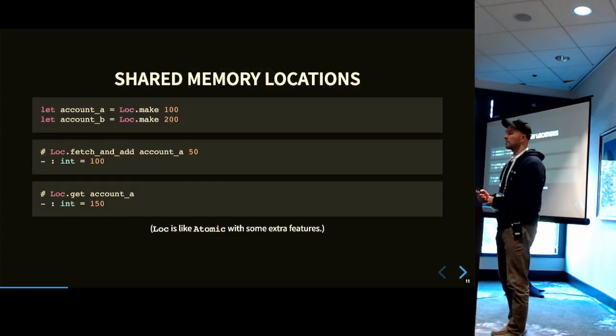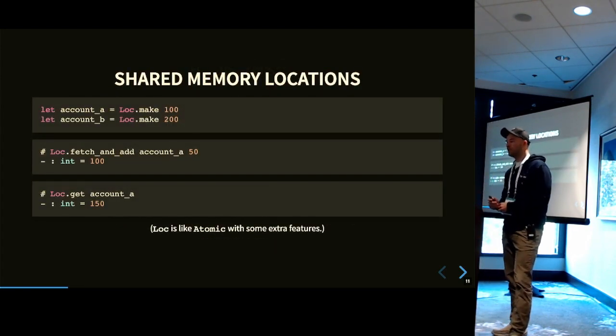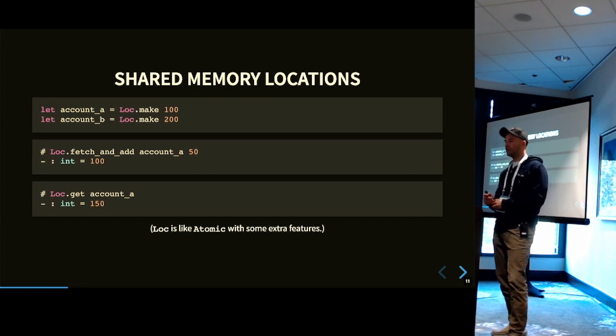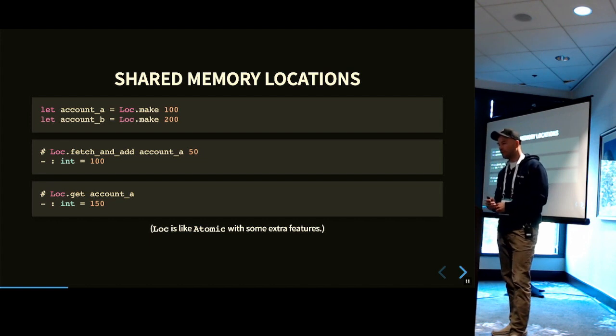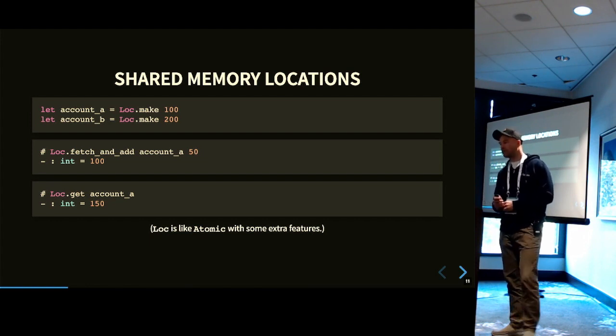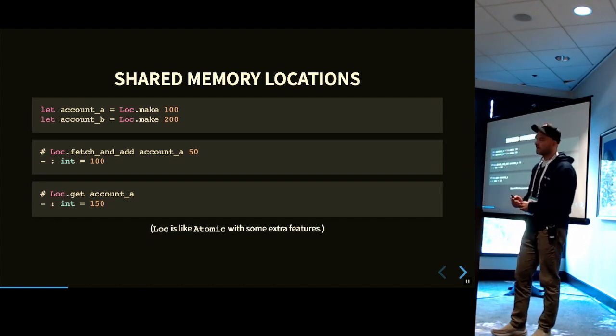kcas provides an abstraction of shared memory locations, or the Loc module, which is essentially a superset of the OCaml standard library Atomic module, which in turn provides an abstraction similar to the mutable references of ML.